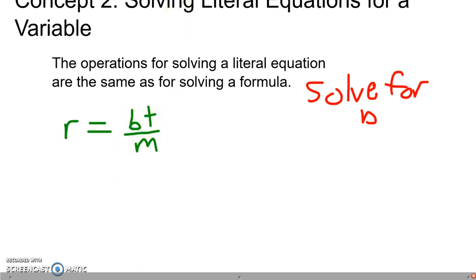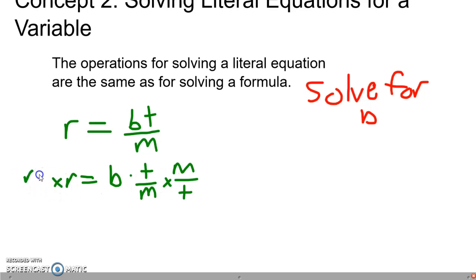I could think of this as, instead of r equals bt over m, I could think of this as r equals b times t over m. All right, as if this was a fraction. Okay, same thing, because it's all multiplication and division, I can move it around. In this case, with a fraction, it's going to be easy. I'm just going to multiply by the reciprocal.